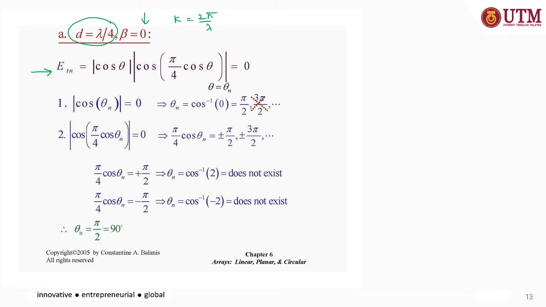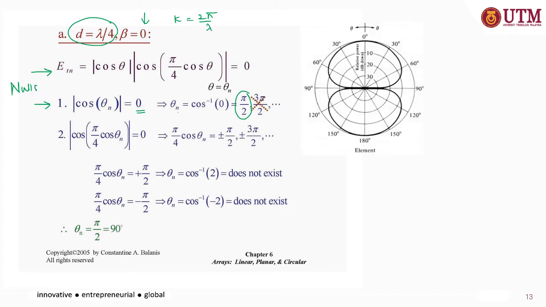The first step is to get the field for the single element. For nulls, the field at the nulls equals 0. Therefore theta n equals inverse cos, which gives pi over 2. So for the single element radiation pattern, the nulls appear at pi over 2. How does the figure look? This is the radiation pattern, with the nulls appearing at 90 degrees.